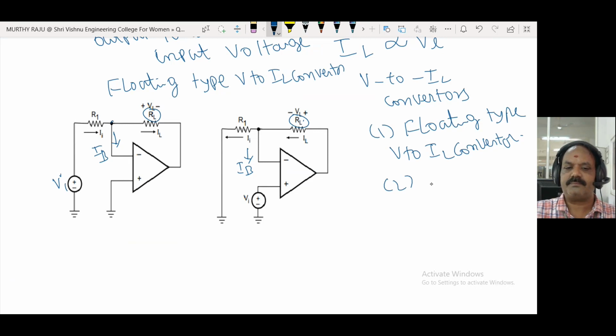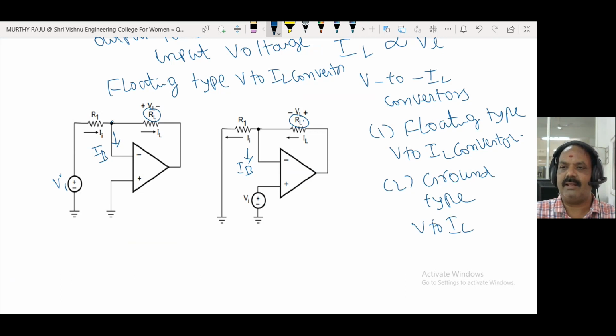Second one is grounded type V to IL converter. Second, we will explain later. In the ground type V to IL converter, the RL is connected to ground. Here, in the floating type V to IL converter, RL is not connected to ground.